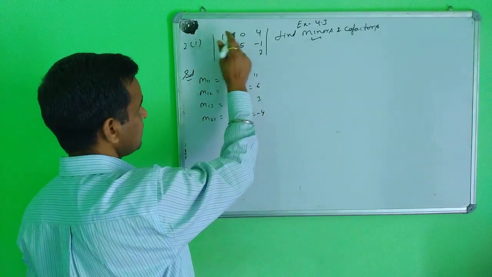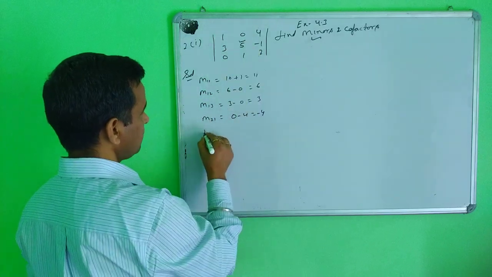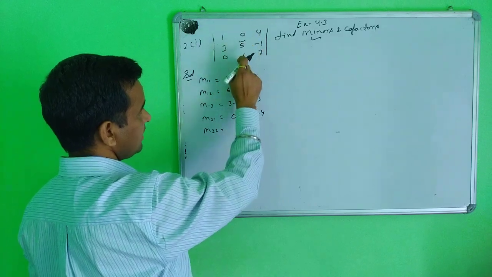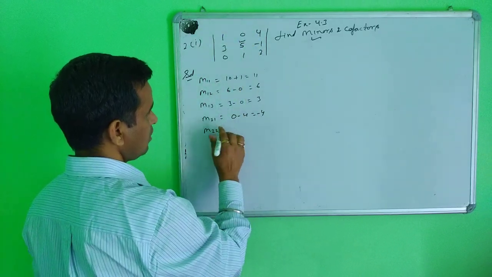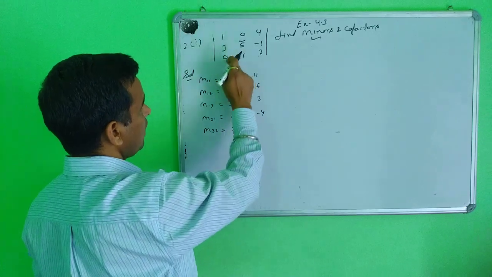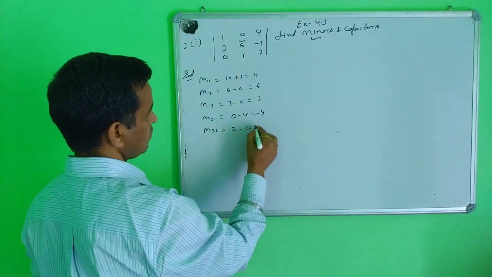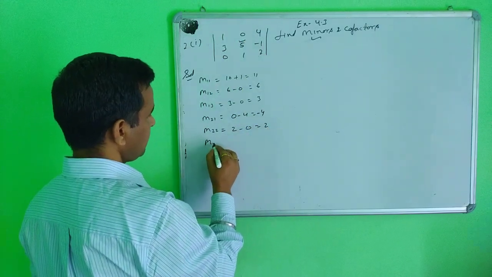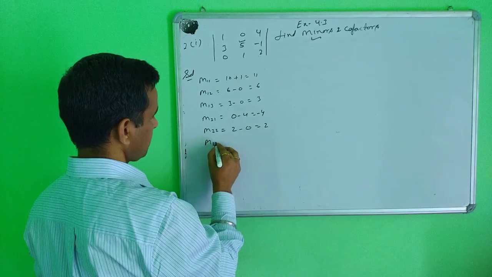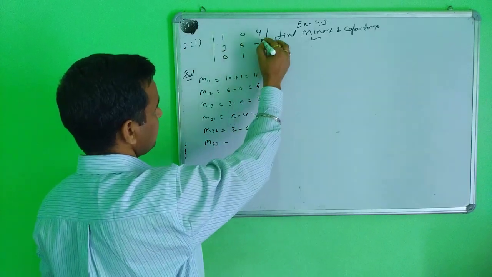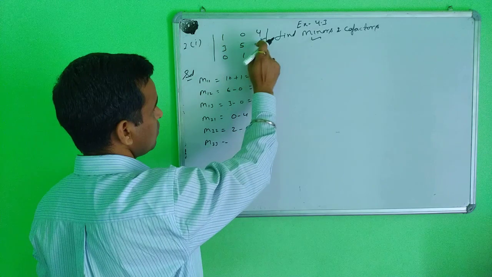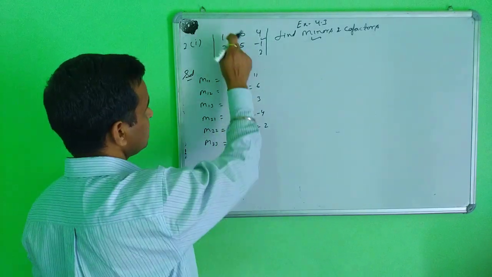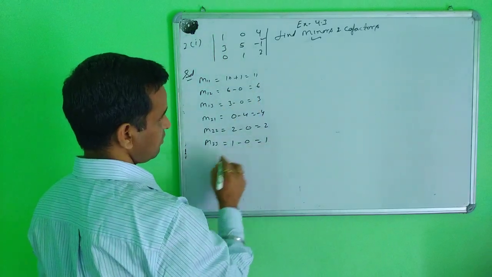Similarly, the next element, this 5, the address is 2 2. This row and this column will be hidden here. 1 times 2 is 2, and 0 times 4 is 0, so 2 minus 0, the answer is 2 here. Similarly, 2 3, this element. I am finding its minor. This row and this column will be hidden. 1 times 1 is 1, minus 0. So the answer here is 1.